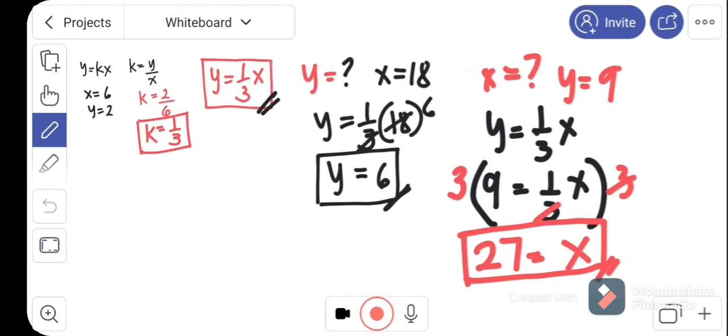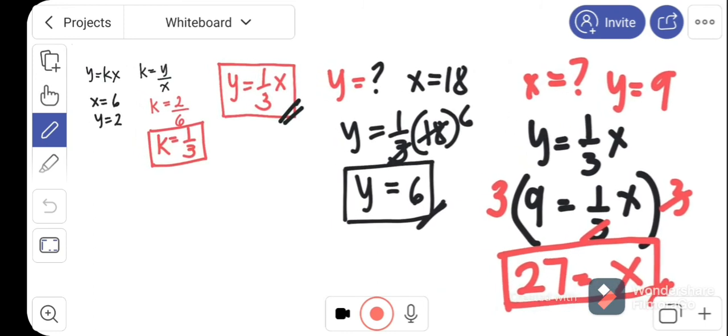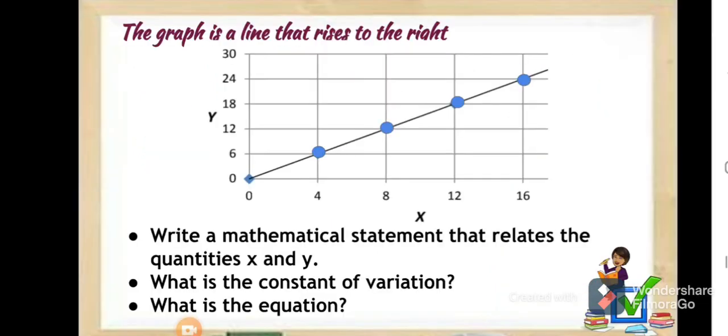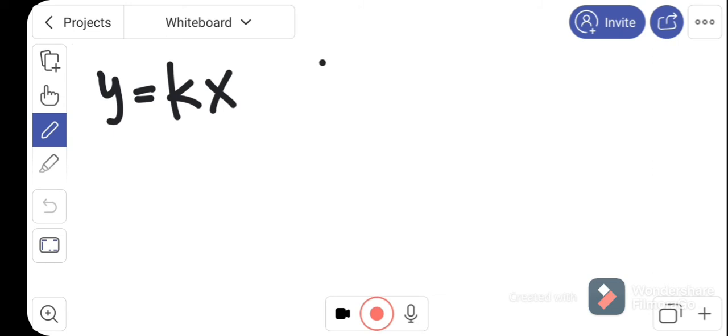Okay, do you have any question on that? Okay, thank you. When dealing with graphs, first we need to get the mathematical statement for the graph. As we see from the graph, it is increasing. So we have y in the y-axis is equal to kx, as it represents a direct variation.